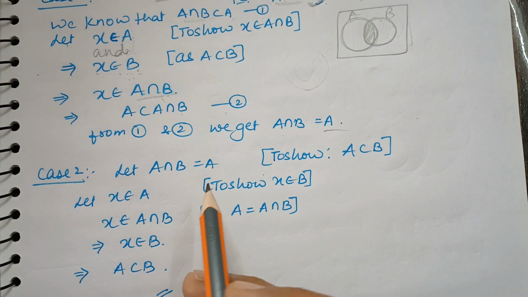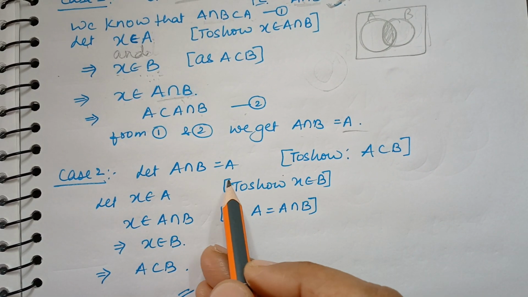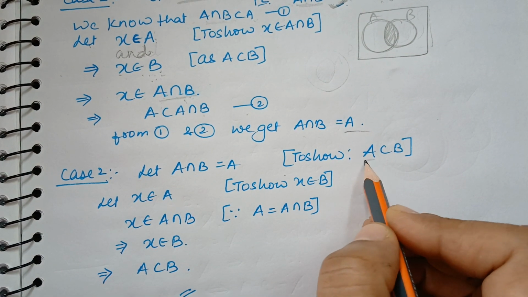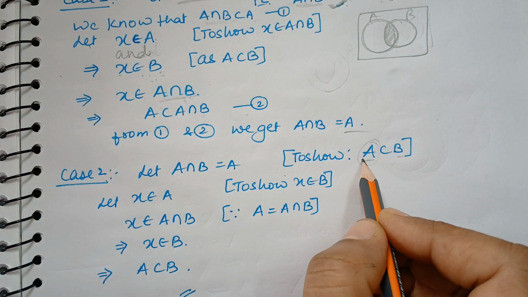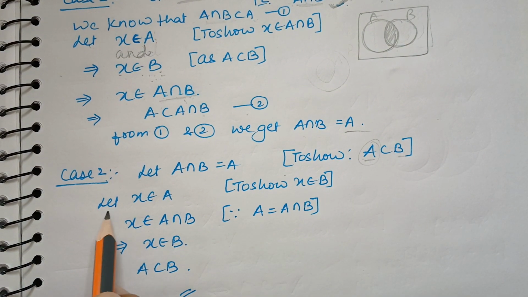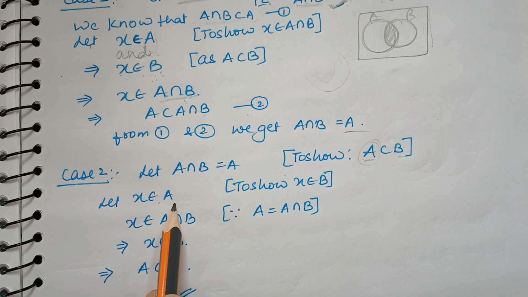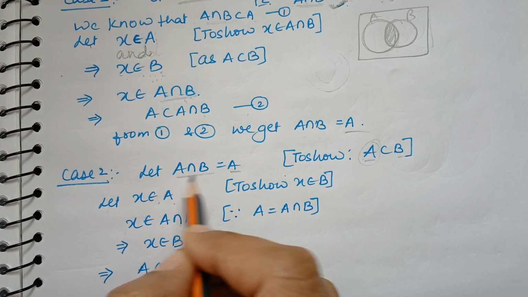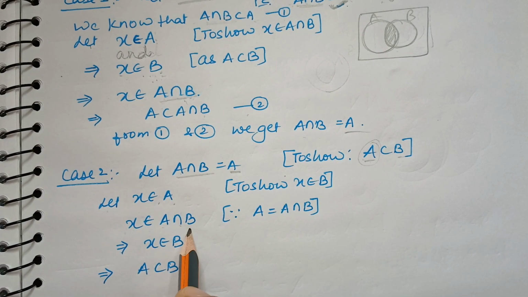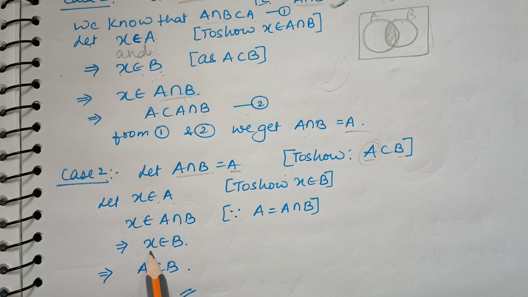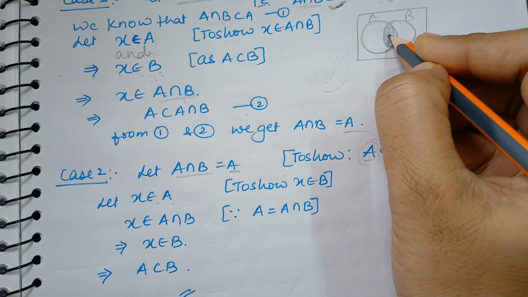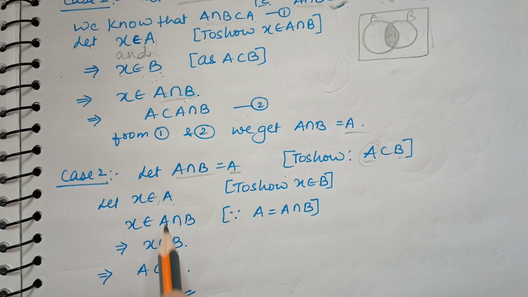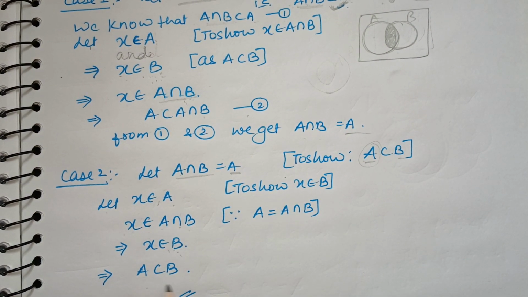Now in case 2 we have to start with the reverse part: A intersection B is equal to A, to show A is contained in B. Now if I have to show that A is contained in B, I will start with x belongs to A and I will show that x belongs to B as well. So let x belong to A. If x belongs to A, this implies x belongs to A intersection B. Why? Because A is equal to A intersection B. So in place of A, I have written A intersection B. So if x belongs to A intersection B, it means x belongs to B as well, because A intersection B is this part. Whatever is in this part belongs to A as well as to B. So we started from A and reached B. So it means A is contained in B.